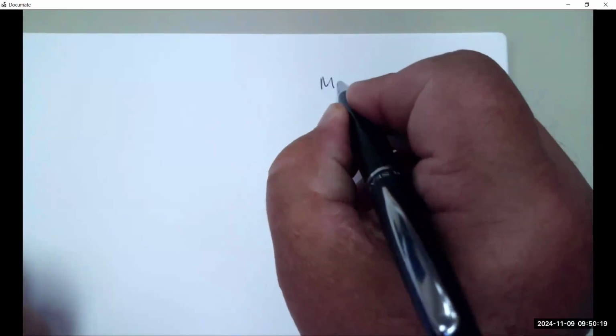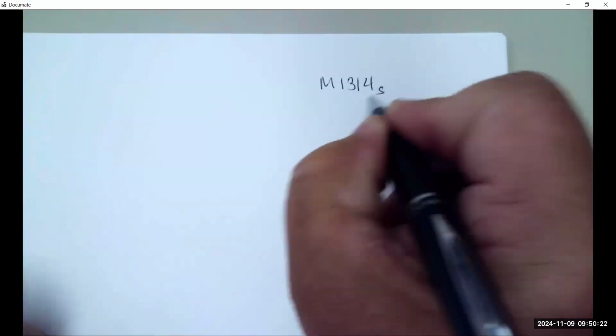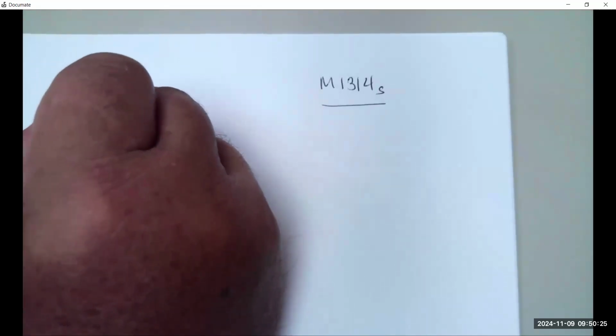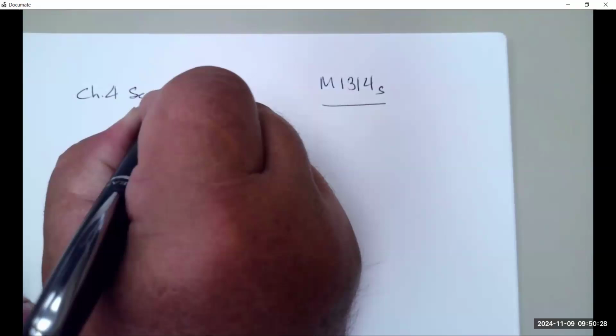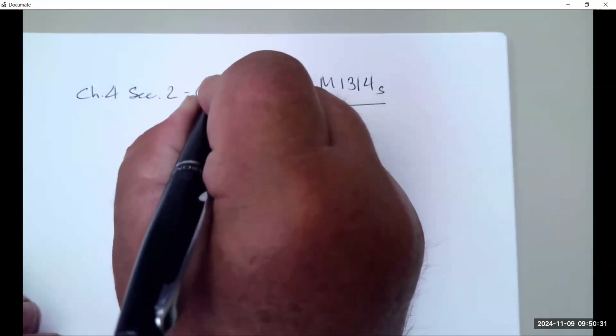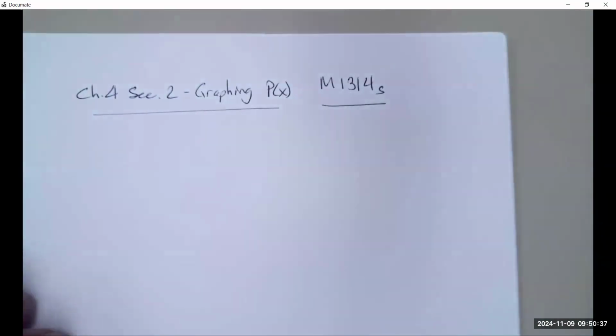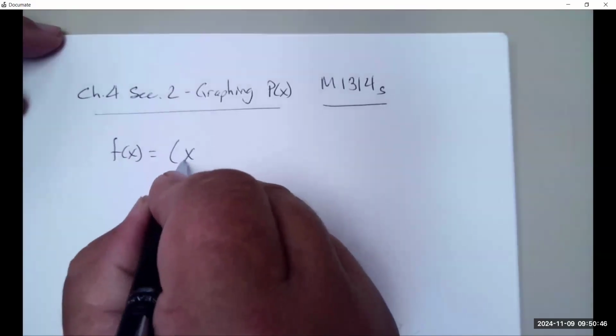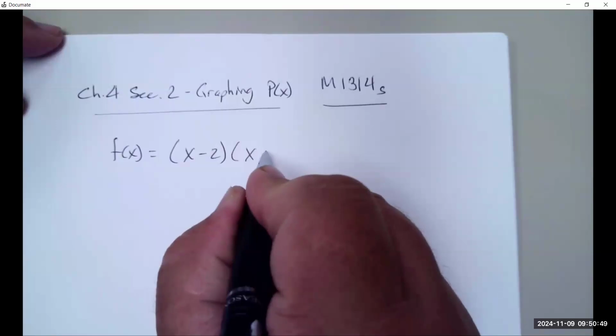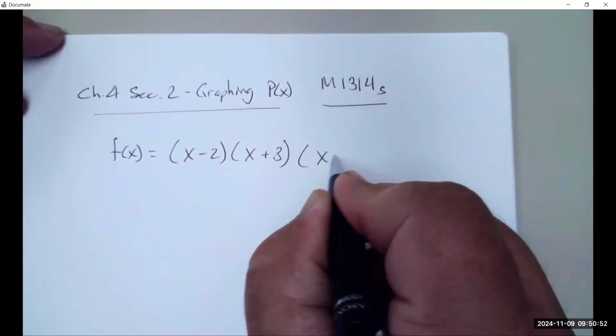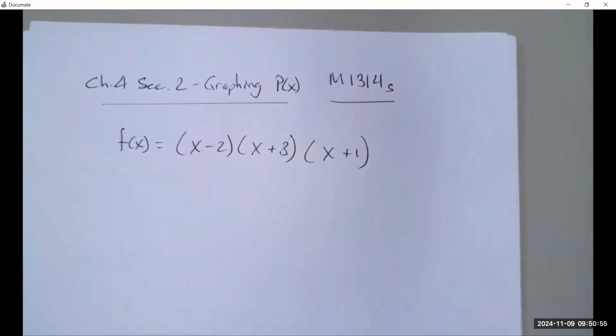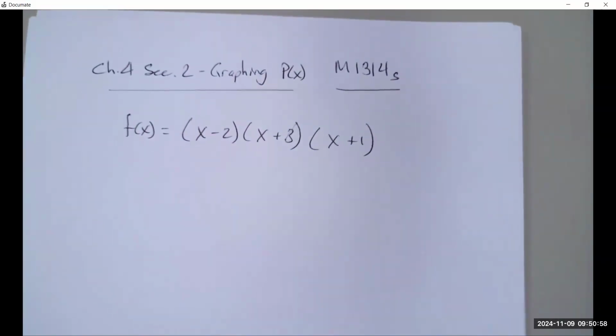It's a drawn out step process. So it's chapter 4, section 2, graphing polynomial functions. What it wants you to do is, if I gave you this polynomial and you factor it, you can find the x-intercepts.